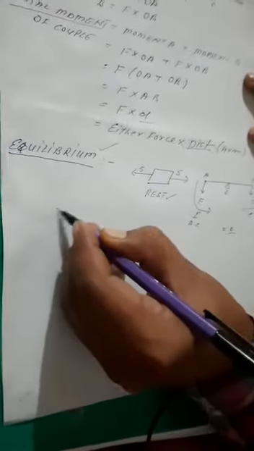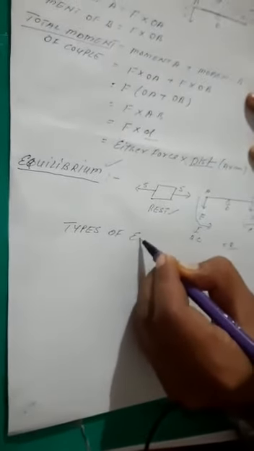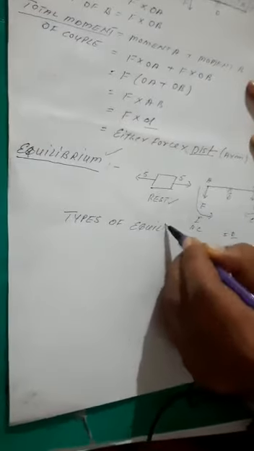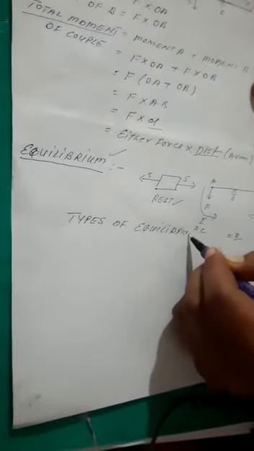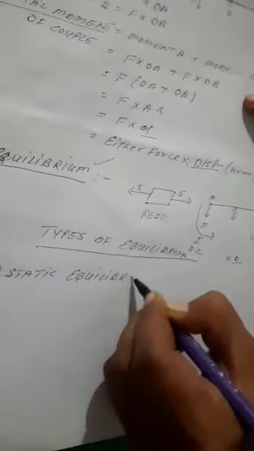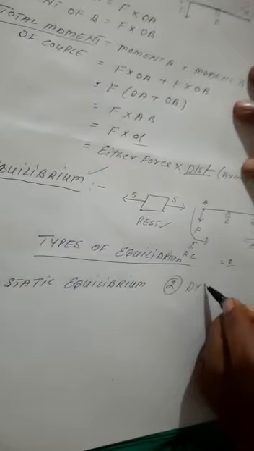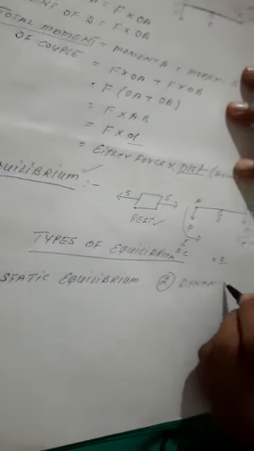Now types of equilibrium. There are two types of equilibrium. First is called static equilibrium, and second is dynamic equilibrium. Now what is static equilibrium?